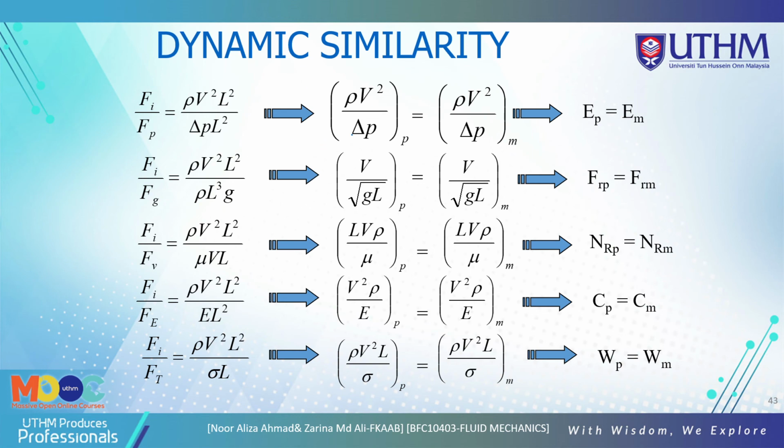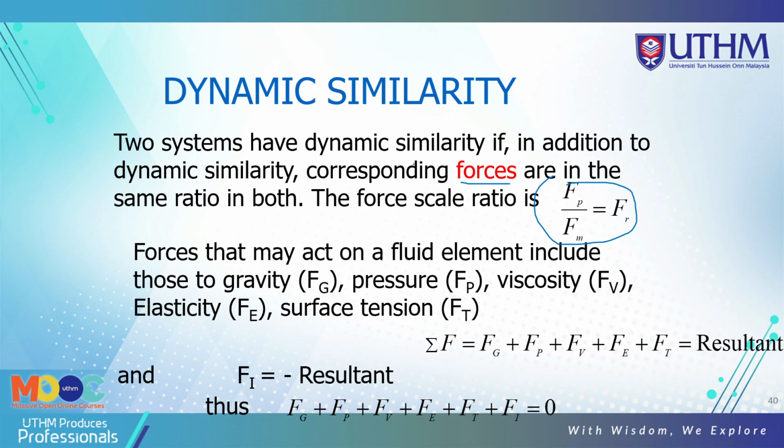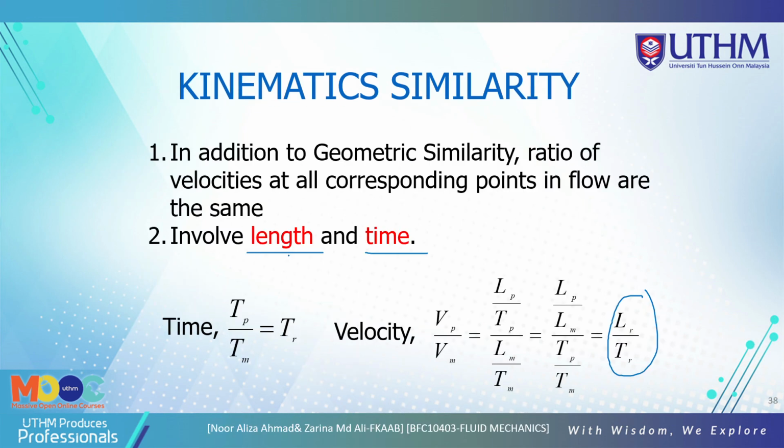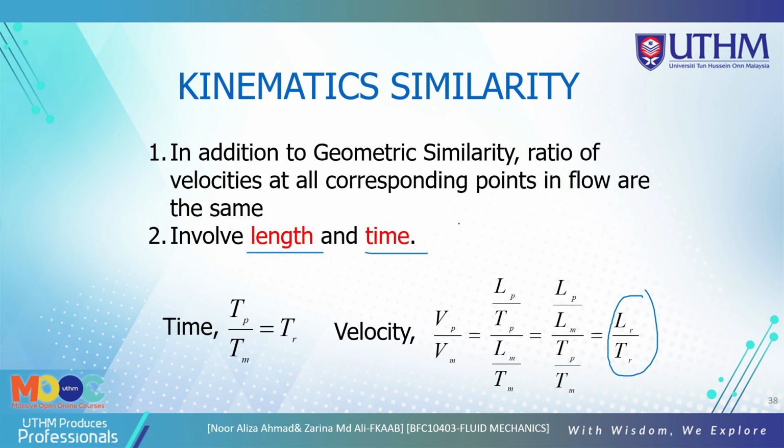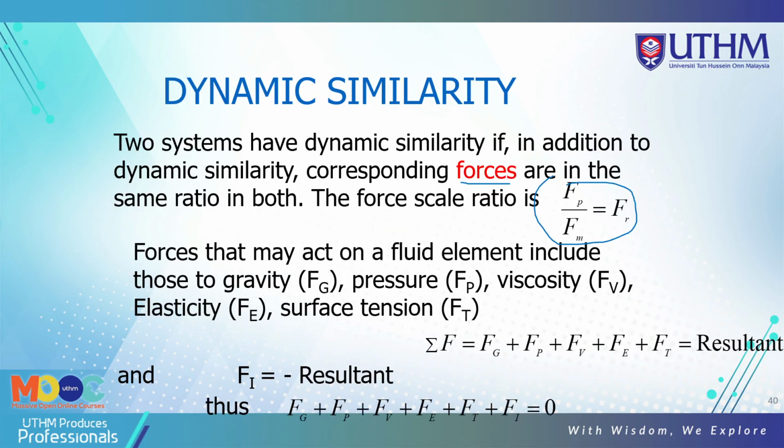Okay, so actually this is dynamic similarity. If you see this formula in your final question, let's use this equation and just solve. Dynamic similarity is based on force. For kinematic, it is length and time. So dynamic is based on the forces, kinematic is based on length and time, and geometric is just only length. That's the difference between geometric, kinematic, and dynamic similarity.